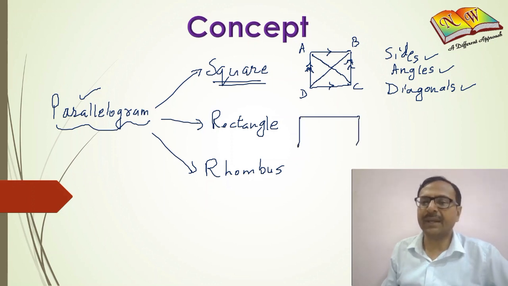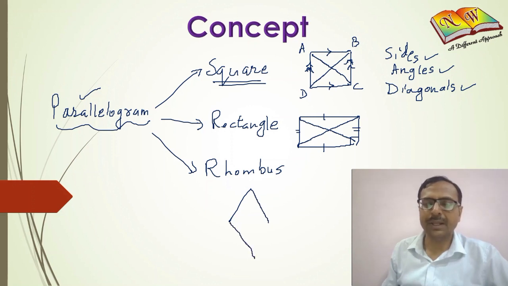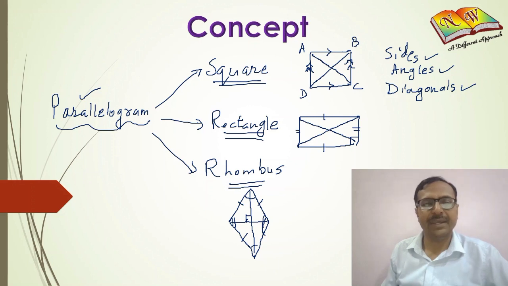Likewise, in a rectangle, the opposite sides are equal, all the angles are 90 degrees each, and the diagonals are equal. In a rhombus, we have all the sides equal, like this. All the four sides are going to be equal. The opposite angles are equal, and the diagonals are unequal. They are of different lengths, but they are perpendicular to each other.